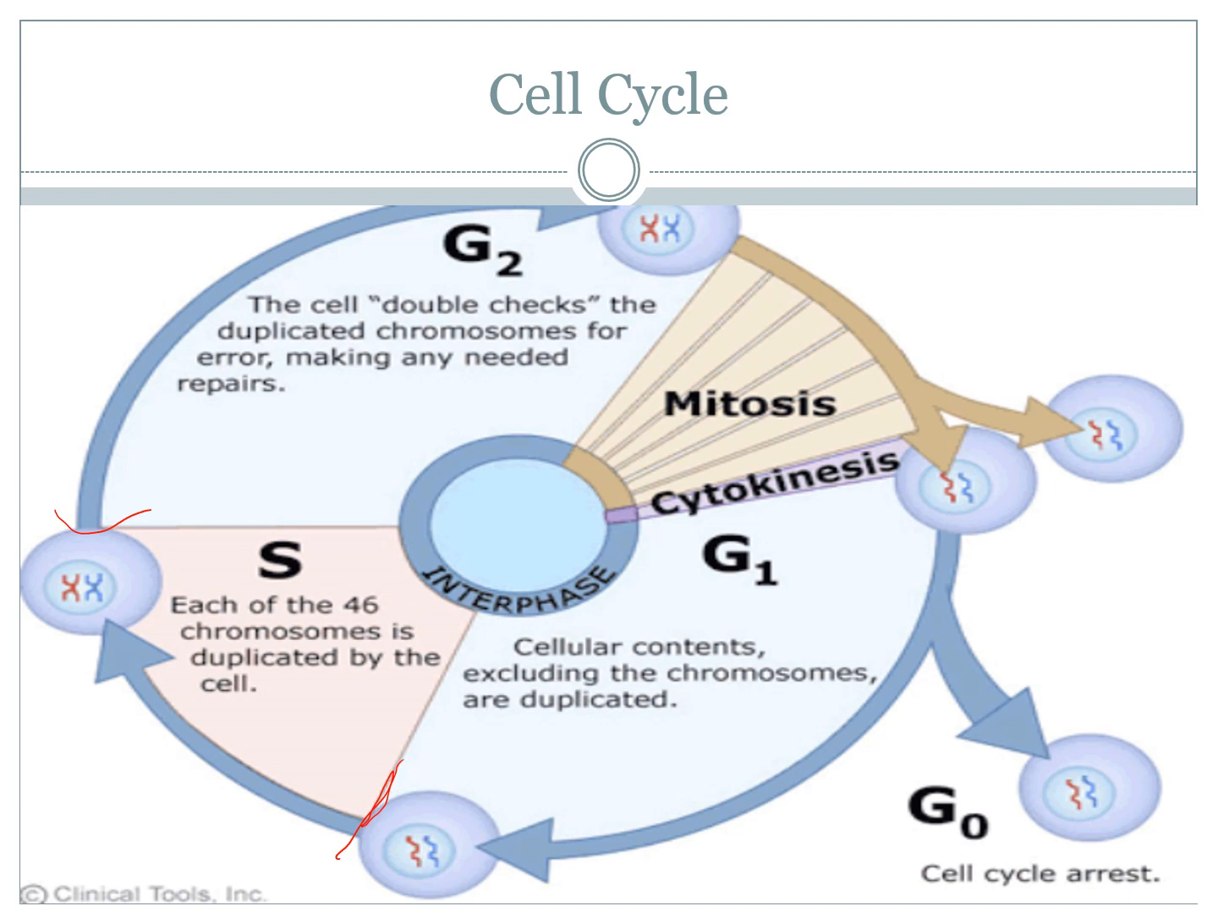Then you will duplicate the actual chromosomes, and then during G2, this is where everything just basically gets checked. So we want to make sure that the chromosomes that have been produced are exact replicas of their partner.